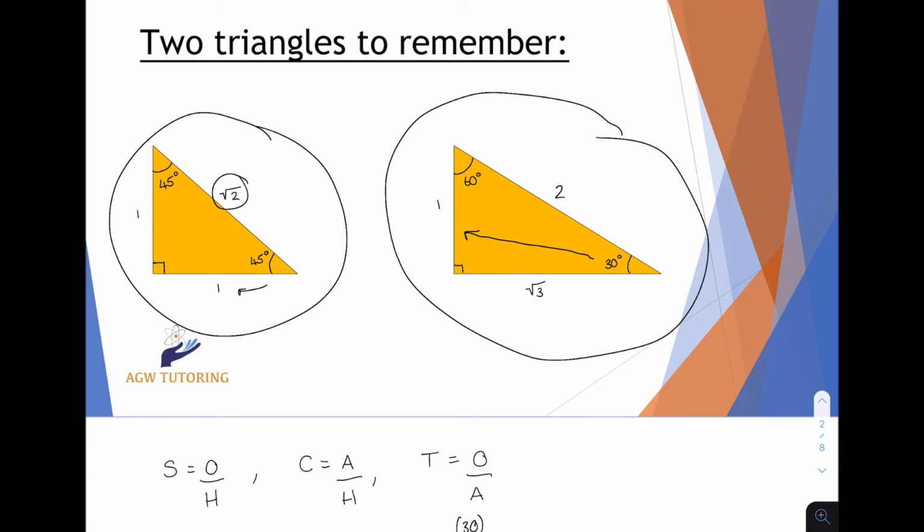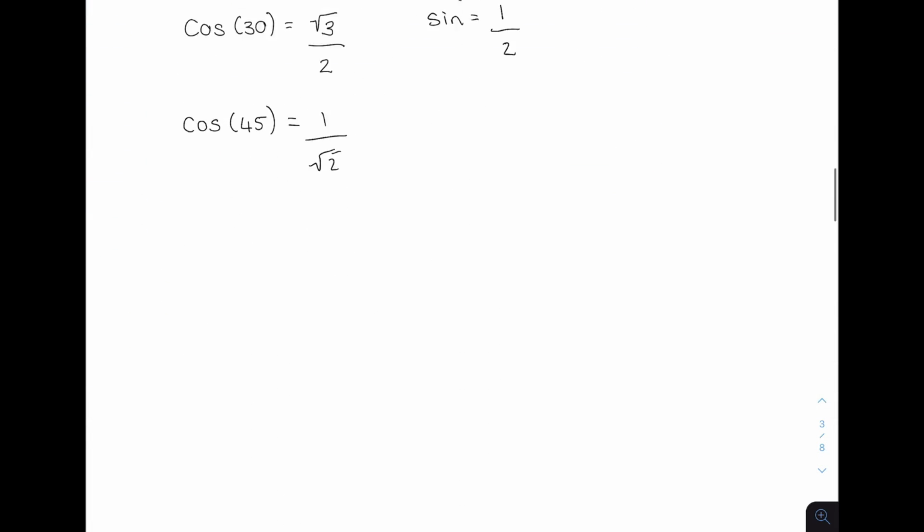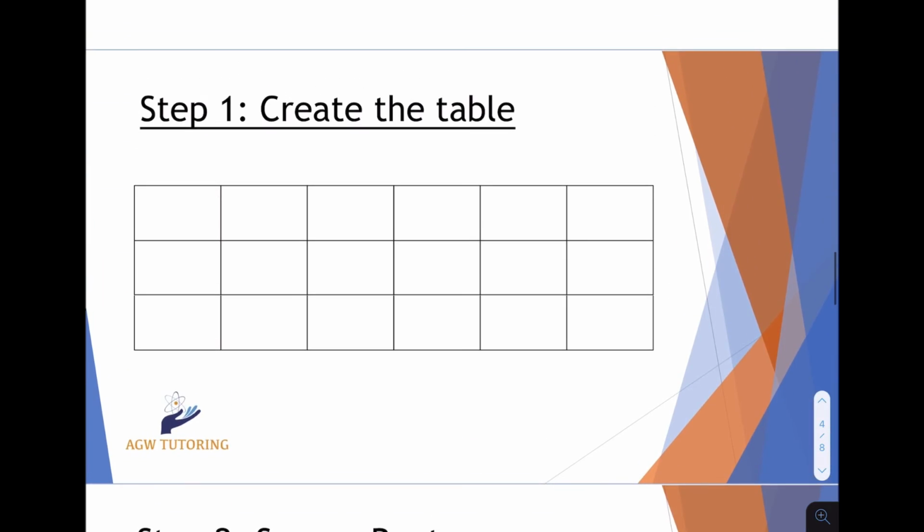I'm going to carry on and I'm going to show you a method of how to memorise the table a bit easier in the exam. So let's first create our table. So we've got sine and cos, and then we want values from 0, 30, 45, 60 and 90. All you've got to do is just write 0, 1, 2, 3, 4, and then the same but the opposite way around, and that's step 1.